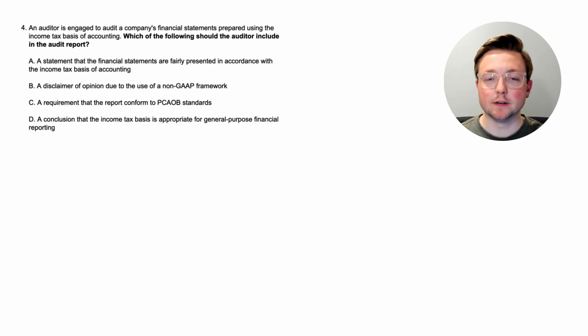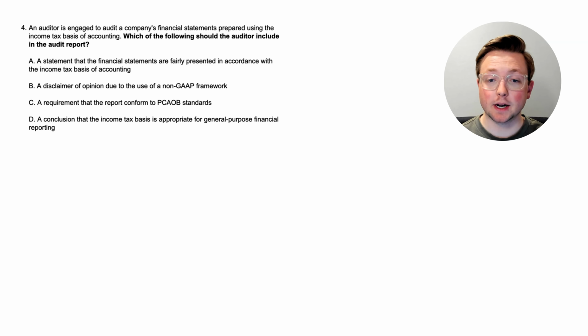All right, here we are at question 4, and again, reading the last sentence first, even when it might not seem super necessary. Which of the following should the auditor include in the audit report? Let's go up to the top. An auditor is engaged to audit a company's financial statements prepared using the income tax basis of accounting. So let's go through this.